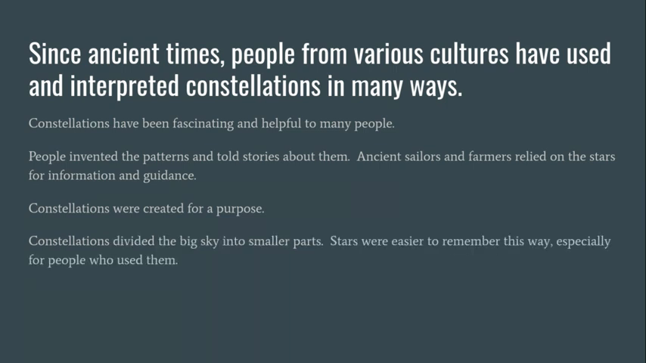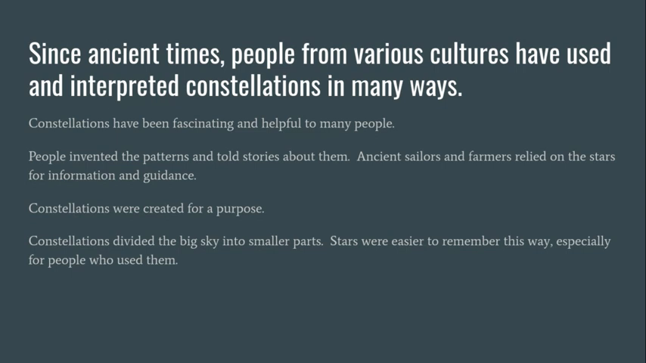This is what I came up with. Constellations divided the big sky into smaller parts. Stars were easier to remember this way, especially for people who used them. What did you come up with? What is written on our third wall?